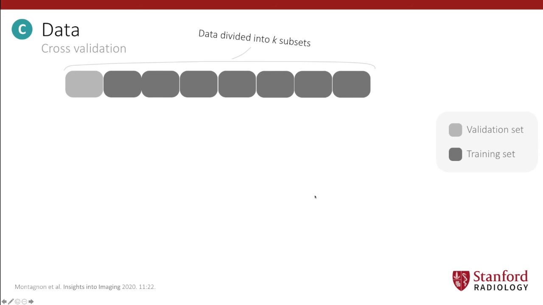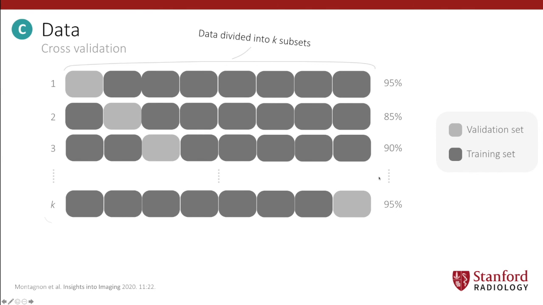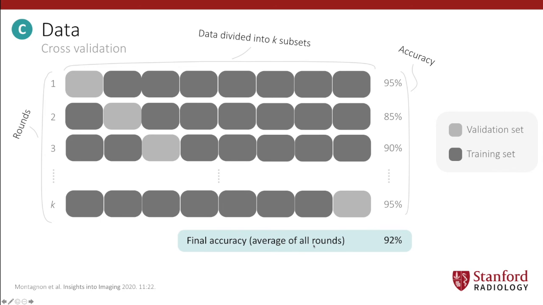So the data is divided into k subsets of validation sets and training sets. And there are k rounds, and every round another part of the data is determined as the validation set. So here it's this one, here it's this one, here it's this one, and so on. And for every round, you can determine what the accuracy is. So we see different accuracies for every round. Then if we want to determine what the accuracy for the whole data set is, we can just take the average of all the rounds, and in this case that would be around 92%.